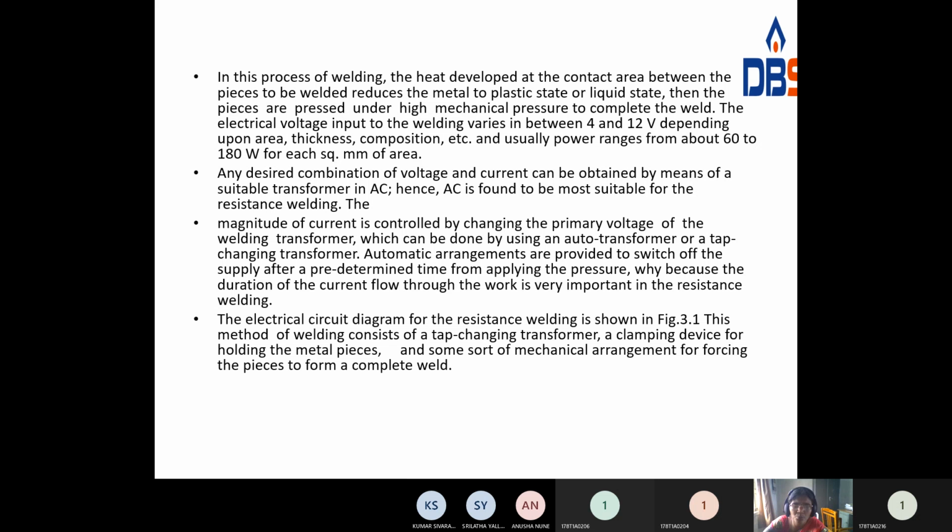The electric voltage input to the welding varies between 4 and 12 volts. You have to give the supply voltage between 4 and 12 volts depending upon the area, thickness, composition, etc. Usually power ranges from 60 to 180 watts for each square meter area, so it requires a power of 60 to 180 watts.